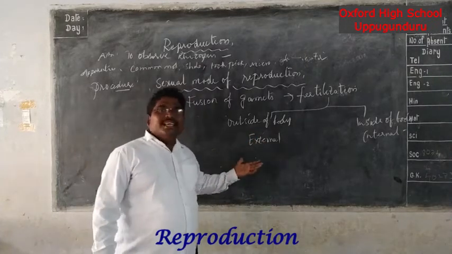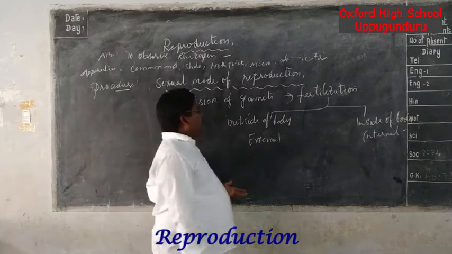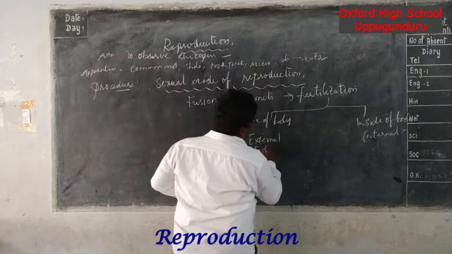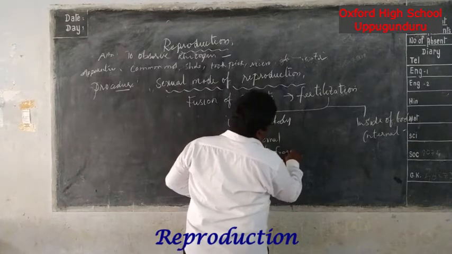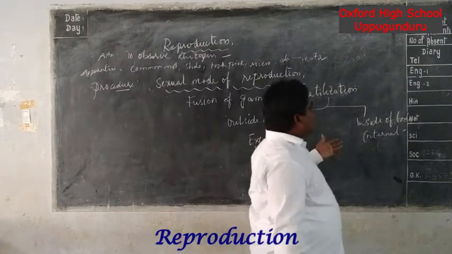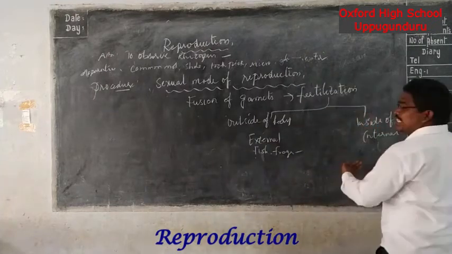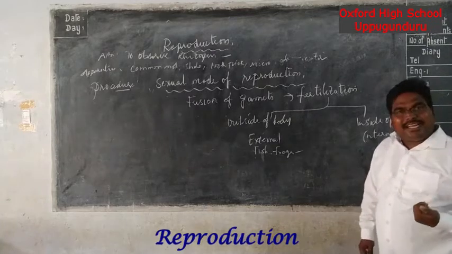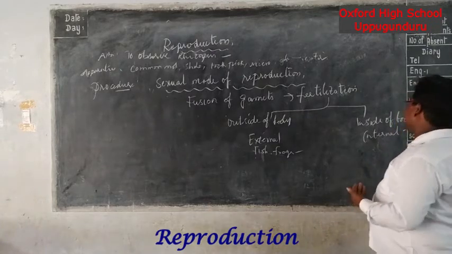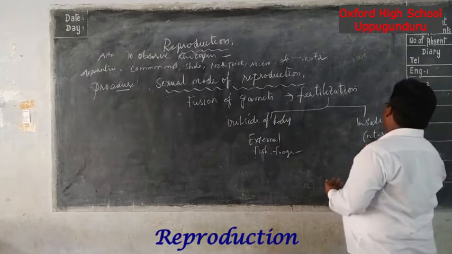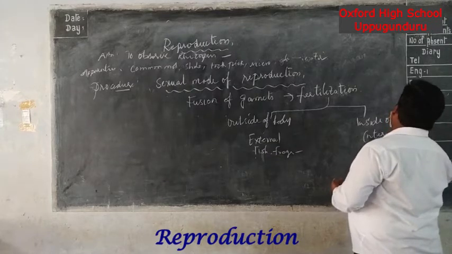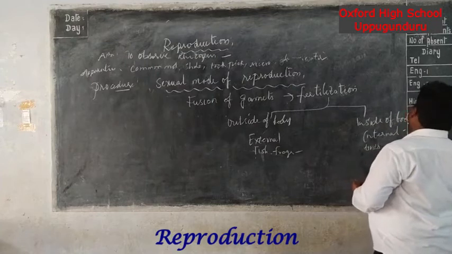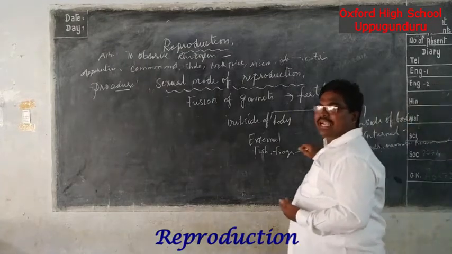We can see external fertilization in fish and frogs. We can see internal fertilization, which takes place inside the body of the female organism, in birds, mammals, humans, etc. Do you understand?